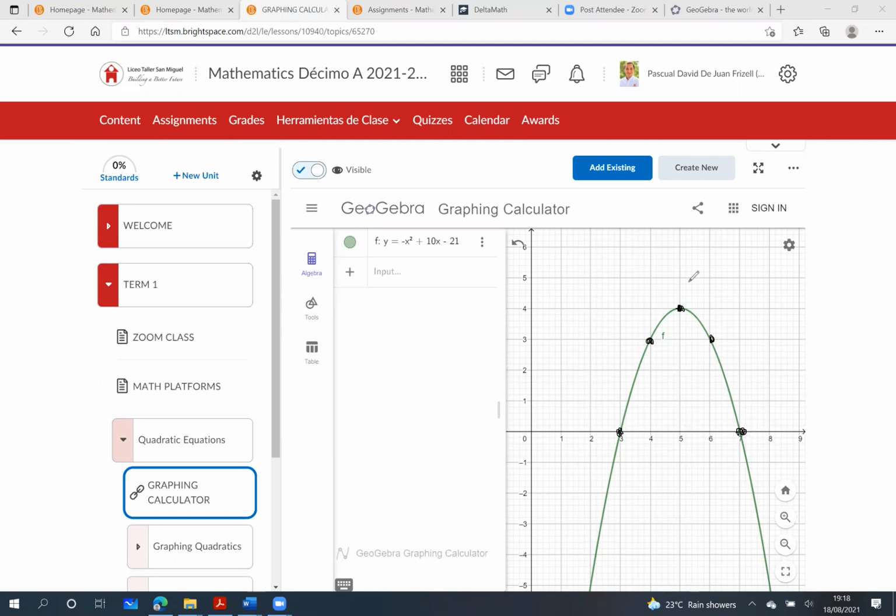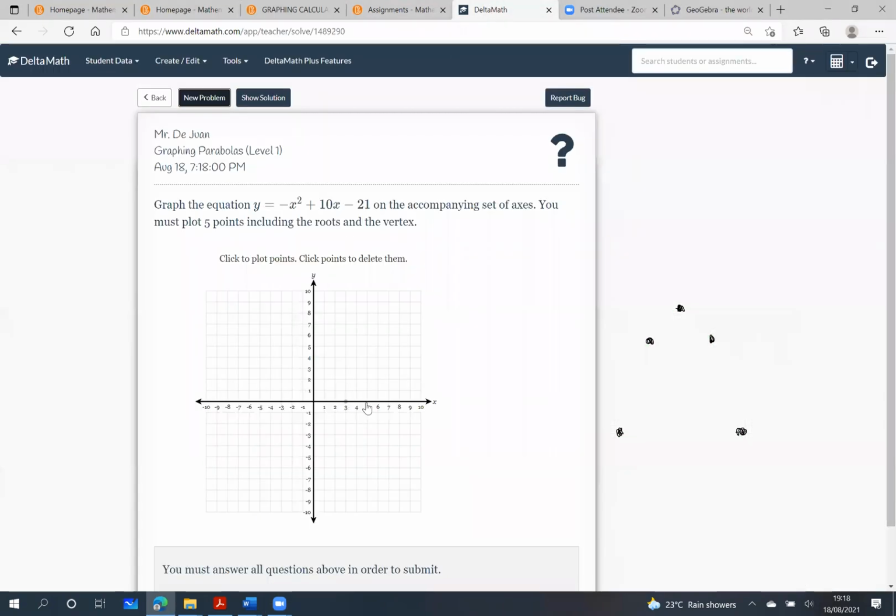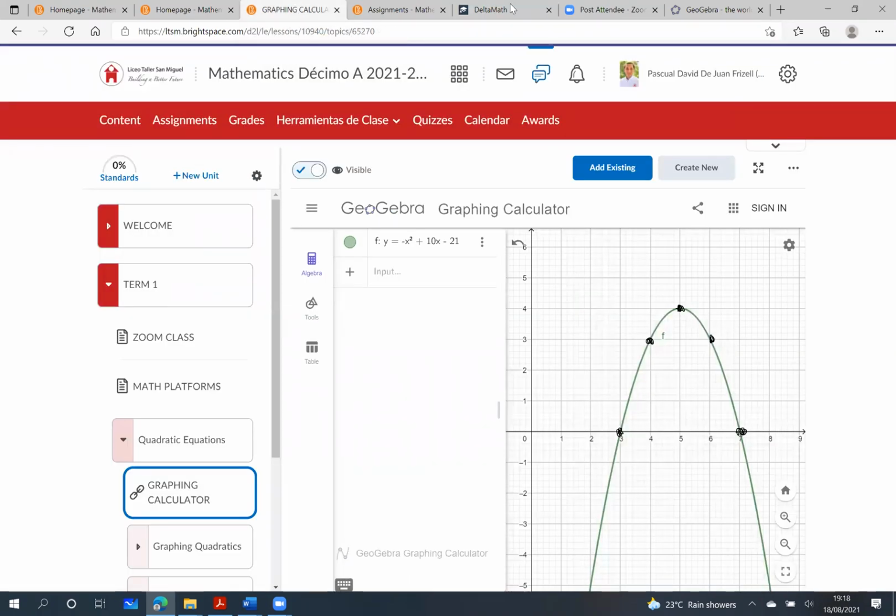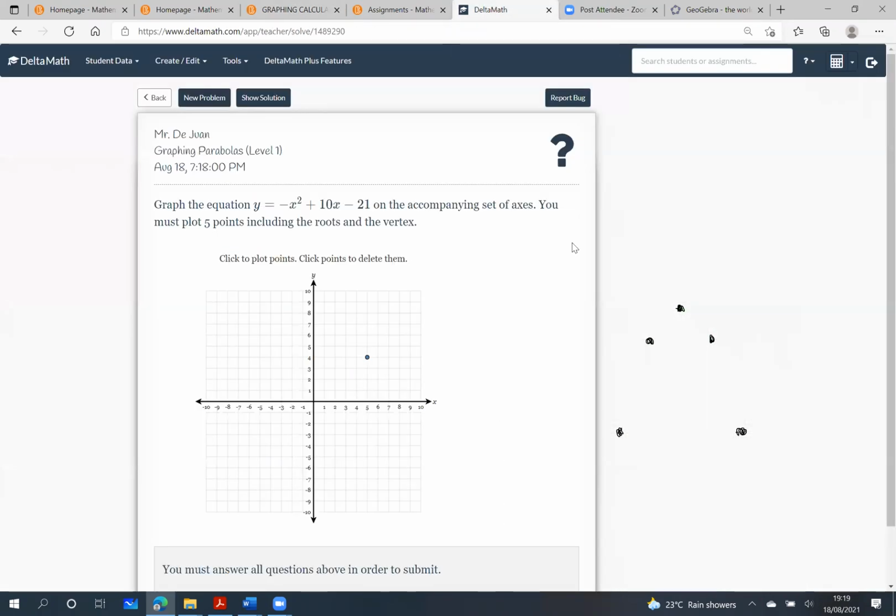Okay. I'm okay if you want to use the graphing calculator, but you will need to know the other methods, okay? 5, 4. Let's type that one in. 5, 4. Boom. Let's do the same. 4, 3, and 6, 3. And then we have 3, 0, and 7, 0.